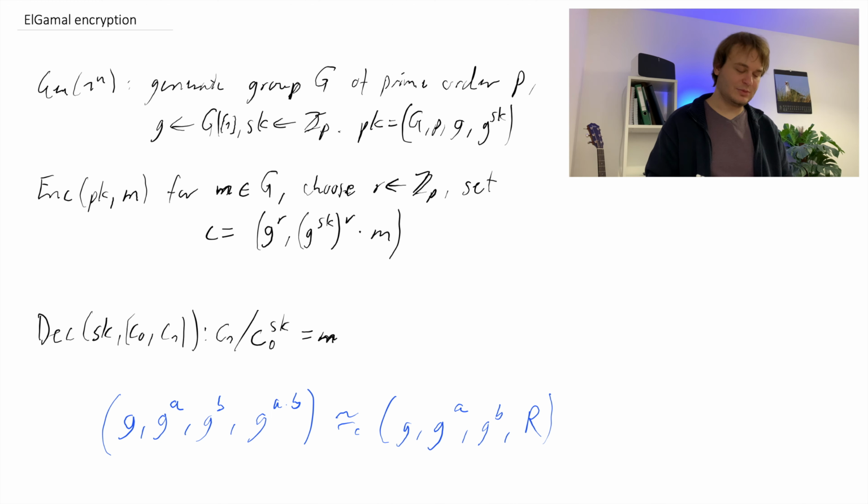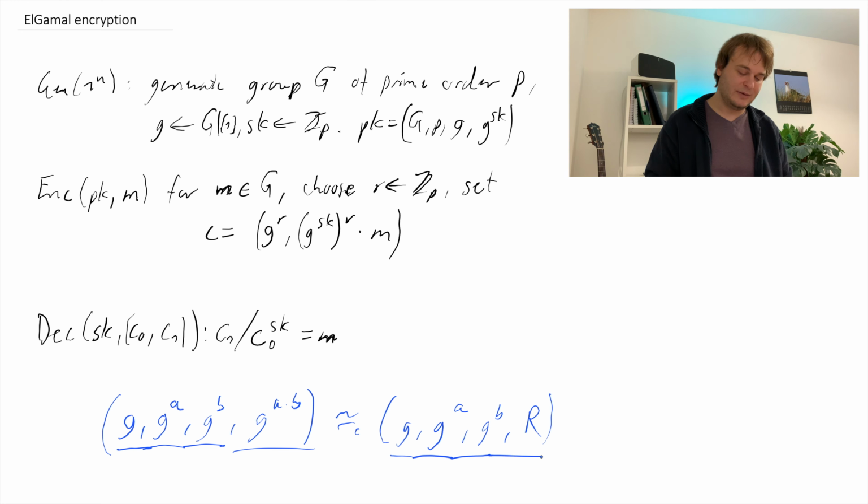And this assumption says the following. If I choose random A and B, and then I give you G to the A, G to the B, and G to the A times B, then you can't distinguish this from the scenario where I give you G to the A, G to the B, and a random group element R. So in this assumption, most of this stuff is the same. The important part is that you can't distinguish whether I give you a random group element or a group element that is linked to G to the A and G to the B, in the sense that the two discrete logs in G to the A and G to the B are multiplied in the exponent of G to the A times B.